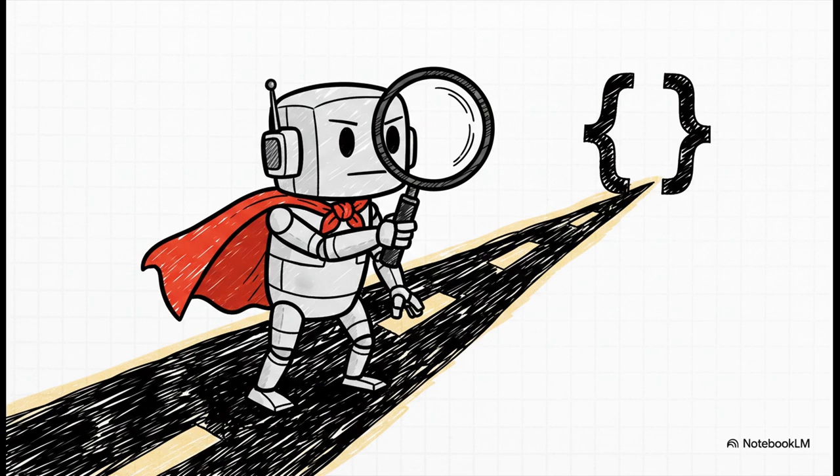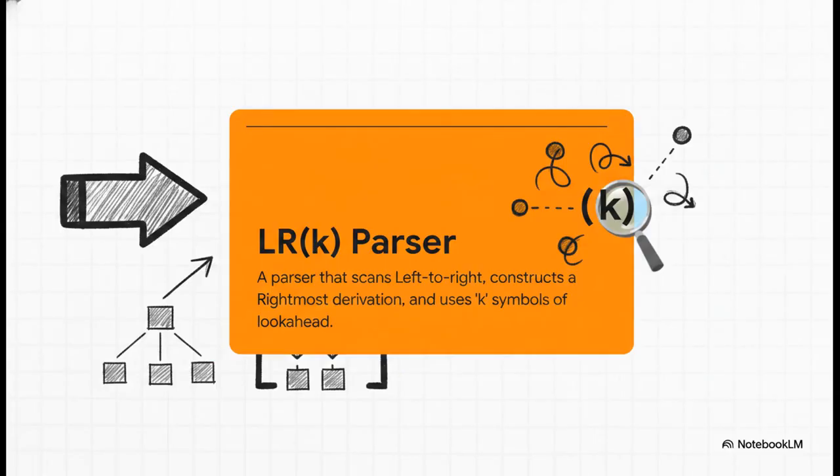This ability to peek into the future, even just one step, is what makes these parsers so powerful. And this whole idea brings us to a specific family of parsers called LR parsers. The name sounds a little intimidating, but it actually tells you exactly how it works. The L just means it scans your code from left to right. The R means it builds that structure, that tree, by finding what's called the rightmost derivation. And the little K in parentheses, that's the superpower. That K tells us how many symbols it's allowed to look ahead to make a decision.